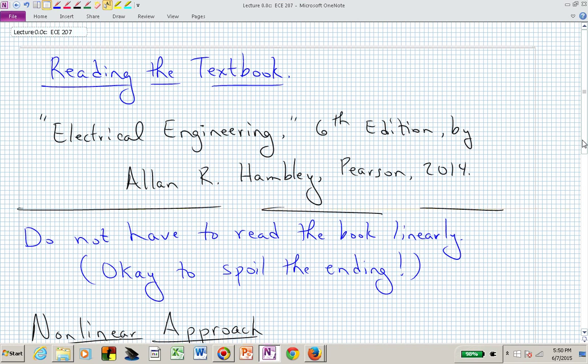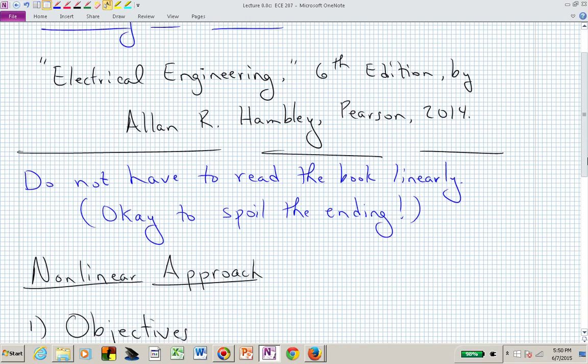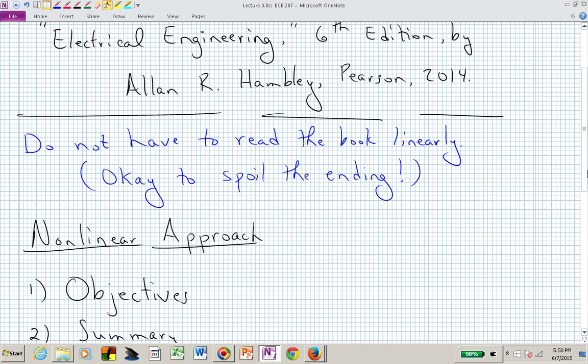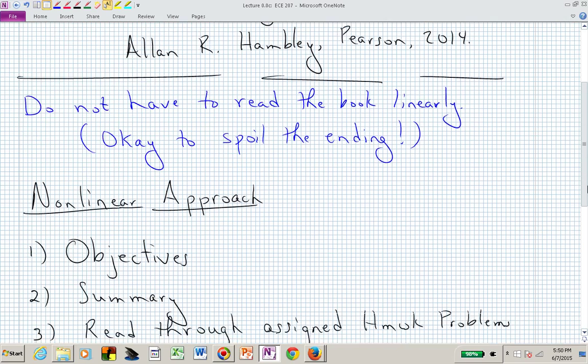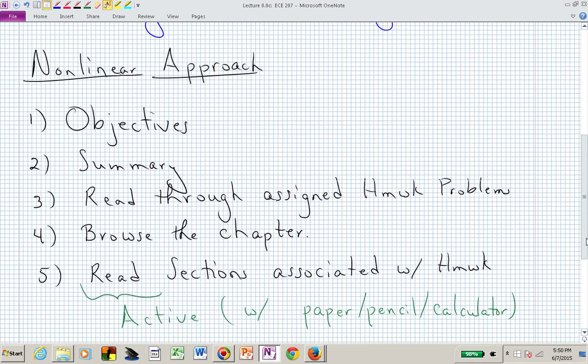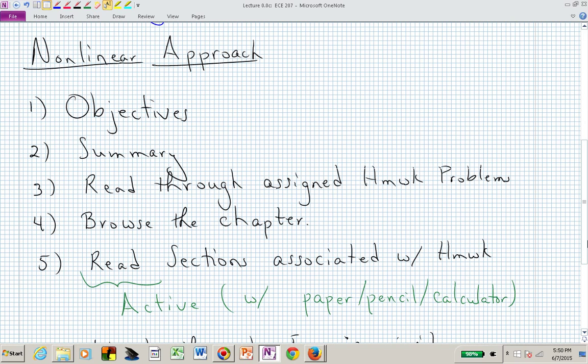In terms of reading the textbook, the main thing that I would say is you don't have to go from page 1 all the way to the end. You can read a textbook in a non-linear fashion, and it's okay to jump to the end to spoil the ending. The main goal is to learn the material, and if you jump to the back and look at what's coming or what's going to happen in the future, that's completely fine, and that actually might help you learn a little bit more effectively as you're reading the material.